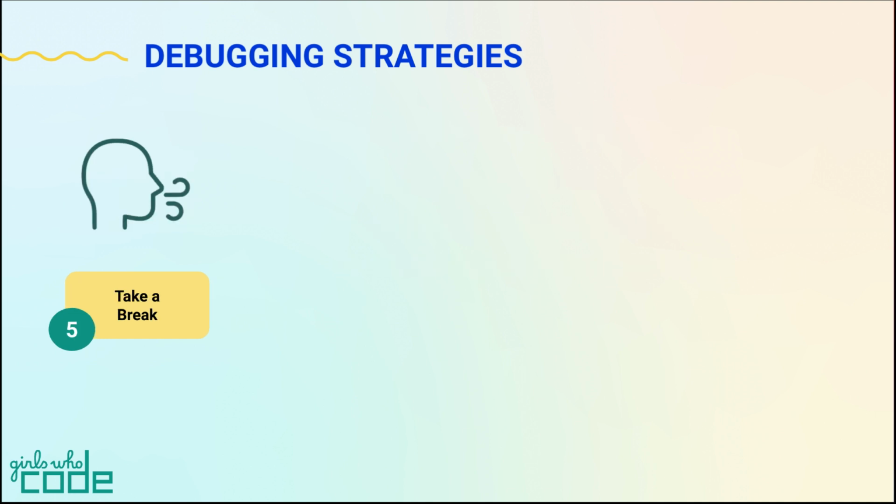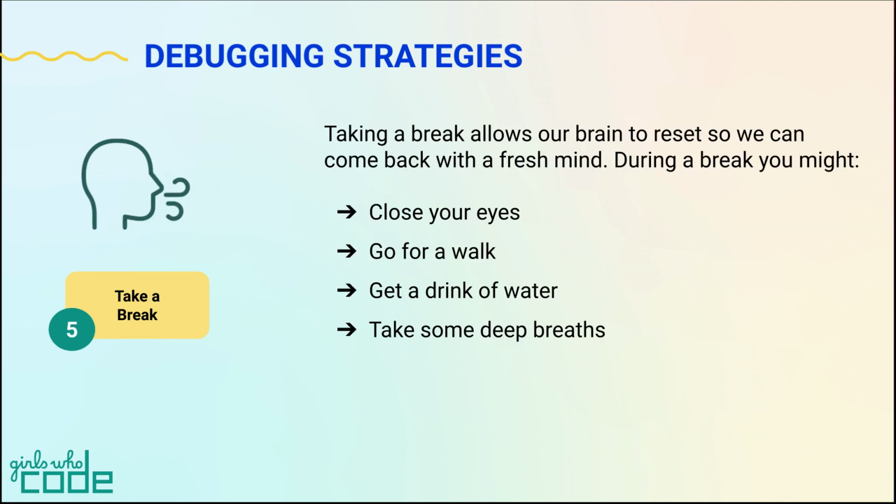The fifth strategy is to take a break. Sometimes when we look at our code for too long, we can't spot what is wrong with it. Taking a break allows our brains to reset so we can come back with a fresh mind. During a break, you might suggest to students to close their eyes, go for a walk, get a drink of water, or take some deep breaths.